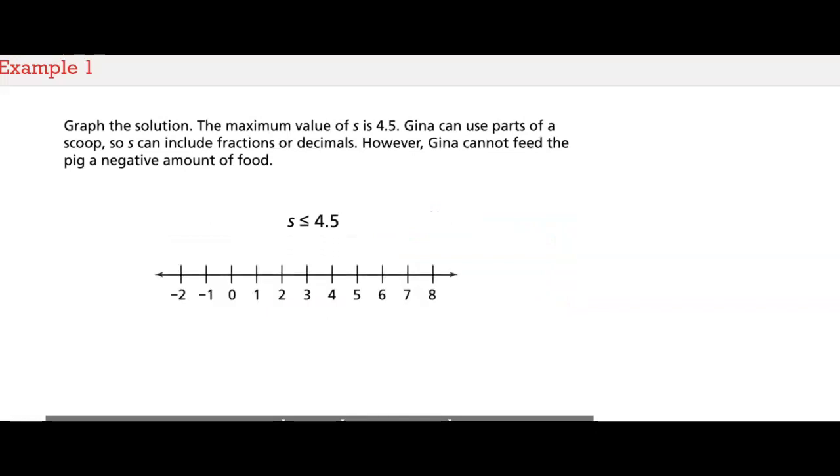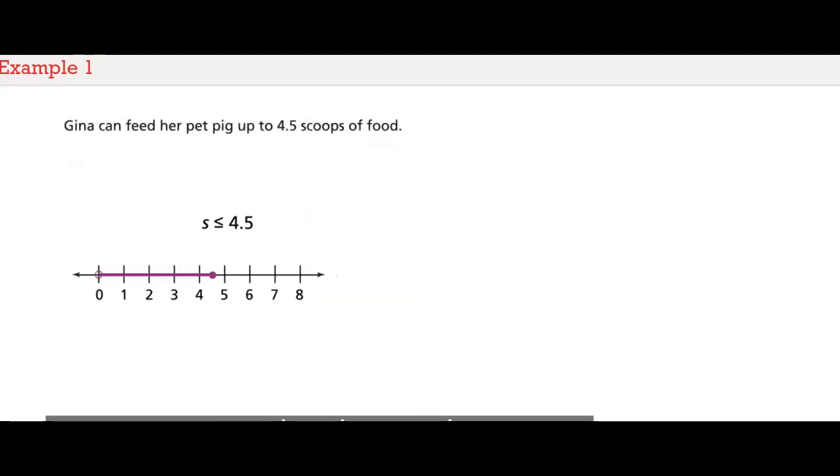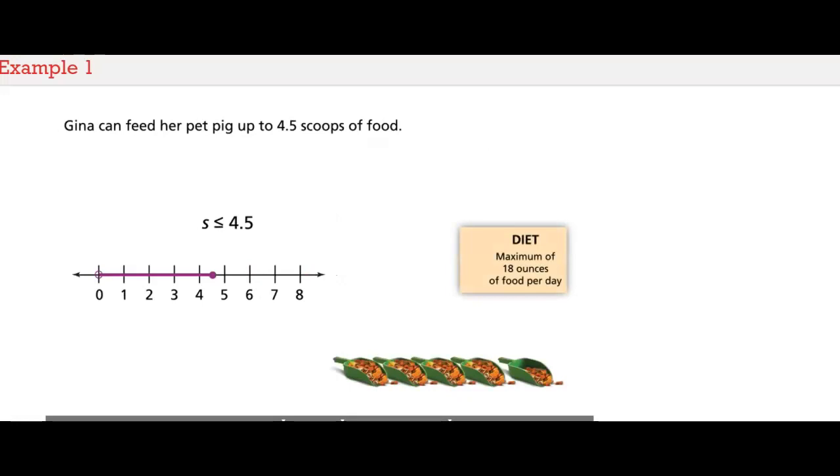Now let's graph the solution to our inequality. The maximum value of s is 4 1/2. Let's check that our solution is reasonable in this situation. Gina can use parts of a scoop, so s can include fractions and decimals. However, Gina cannot feed the pig a negative amount of food. Gina can feed her pet pig up to 4 1/2 scoops of food.